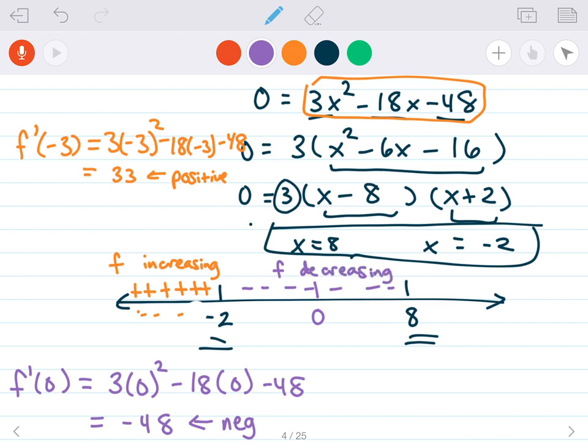Now let's look at what happens after 8. Let's pick a number after 8. How about 9? Let's see what's happening there. So again, we're just plugging in 9 into my derivative function to see if I get a negative or a positive number.